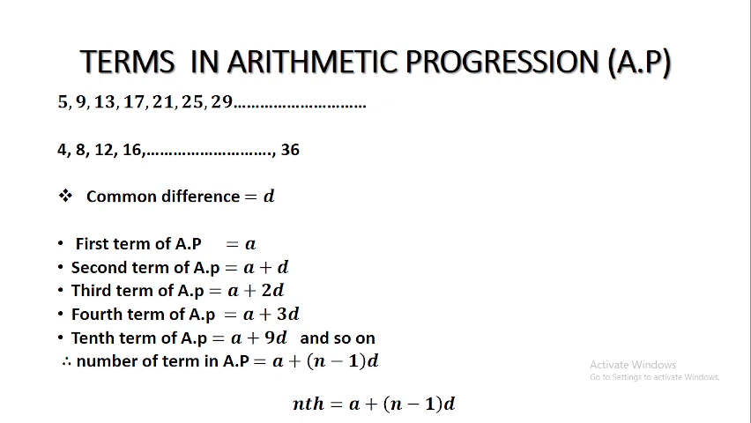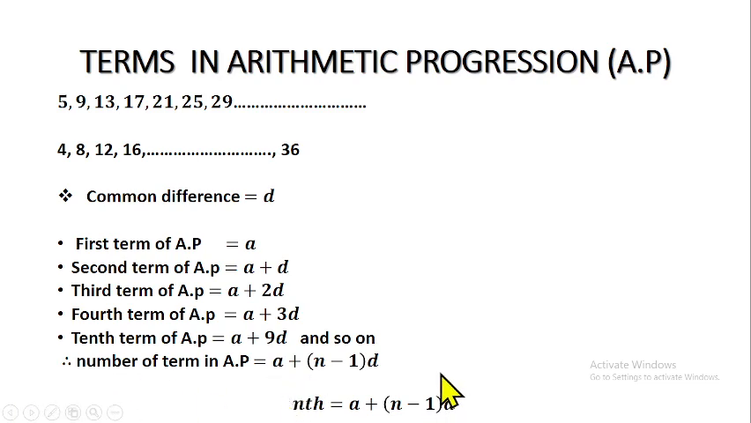What is the first term of an AP? That is A. What is the second term of an AP? A plus D. Third term of an AP? A plus 2D. Fourth term of an AP? A plus 3D. Fifth term of an AP? A plus 4D. Seventh term of an AP? A plus 6D, and so on and so forth.